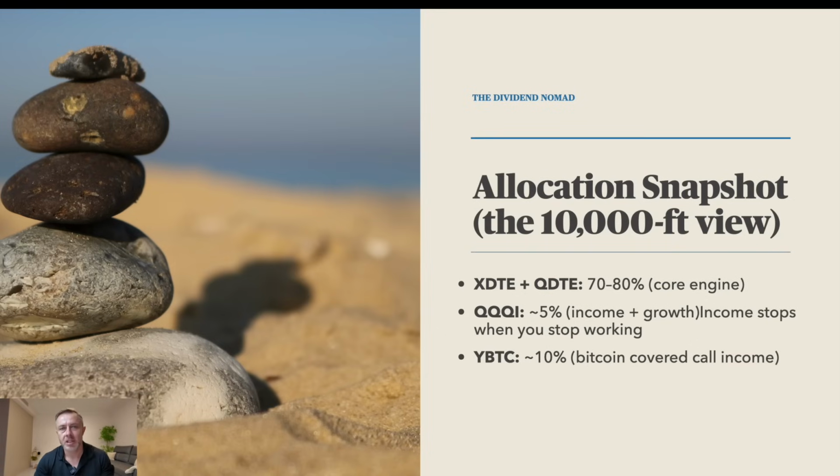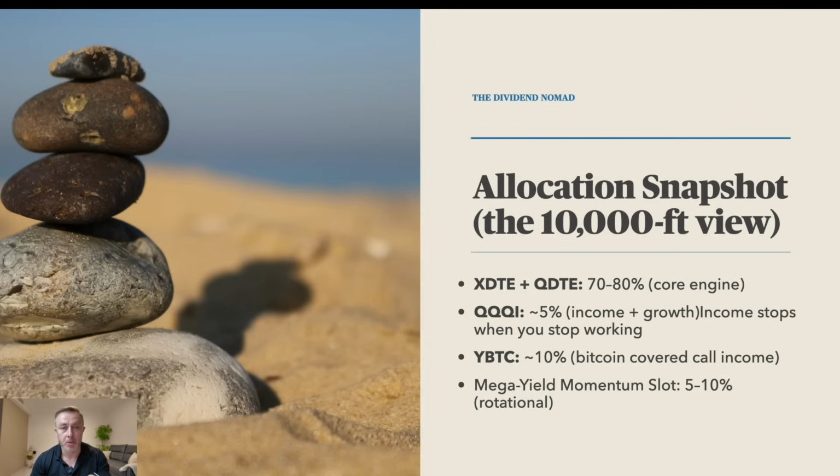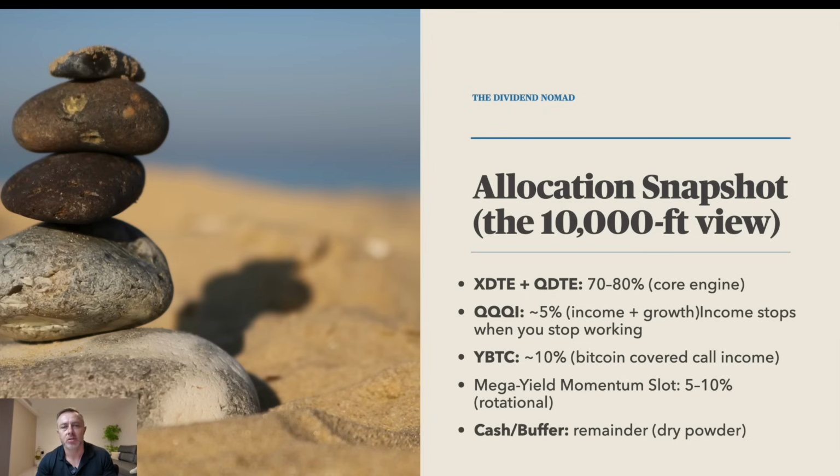YBTC, I have 10% in YBTC, which is Bitcoin, or Bitcoin covered call ETF, also pays every single week. And then I have a mega yield momentum slot, and I allocate 5 to 10% of my portfolio to that. And that is a rotational thing. And then I have cash, or cash buffer. It's just dry powder, so I can buy dips when dips happen. So let's get into these positions.